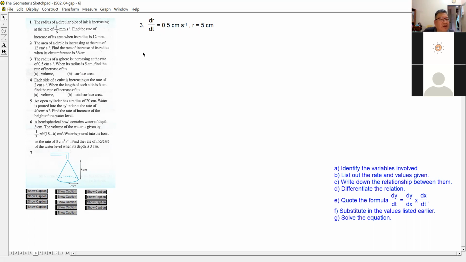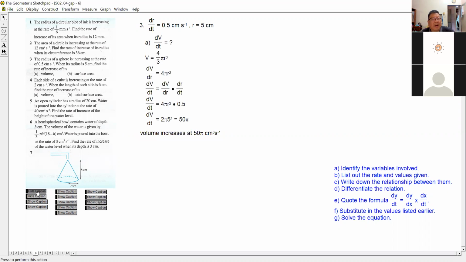Okay, then find the rate of increase of its volume. Rate of increase of volume in symbol form, how you write? dv over dt. Very good. So you put down dv dt, then question mark. So what is the next step that you need to do after listing out all these things? After listing out all this, what must you do? So the next step is to write down the relationship between r and v.